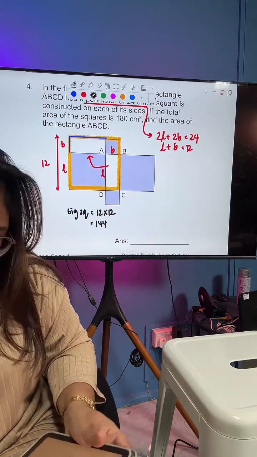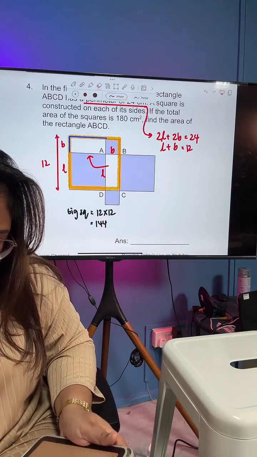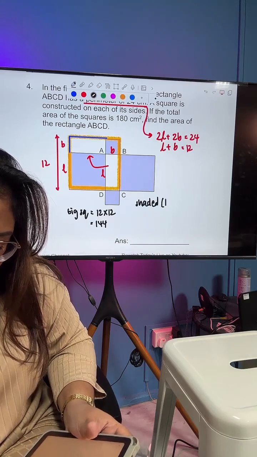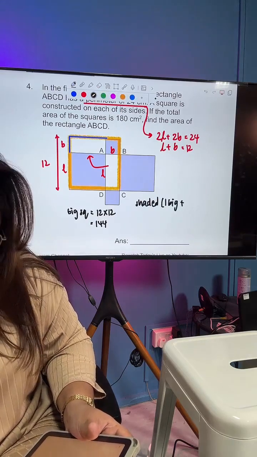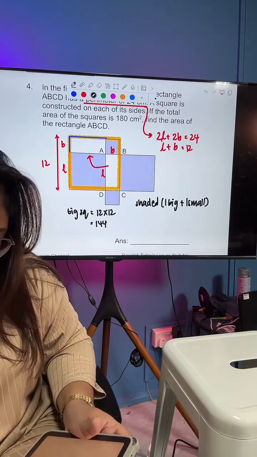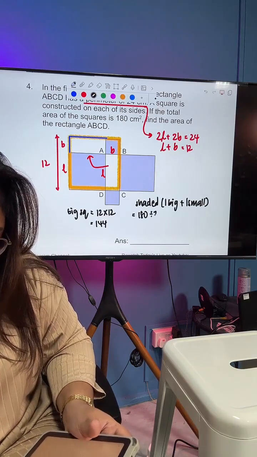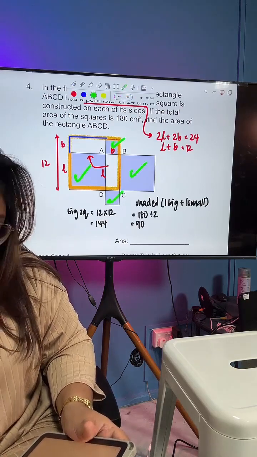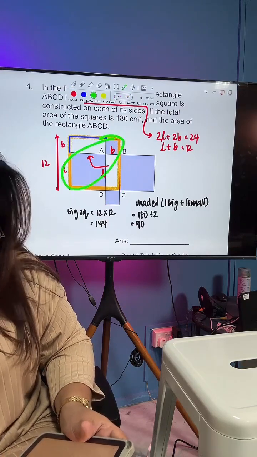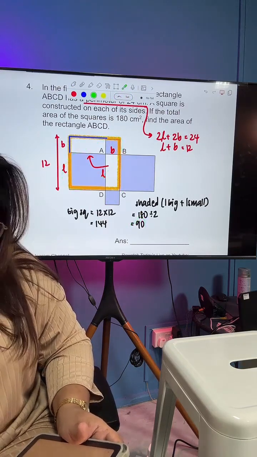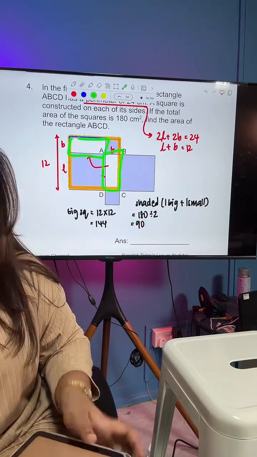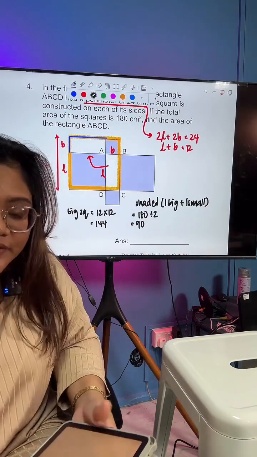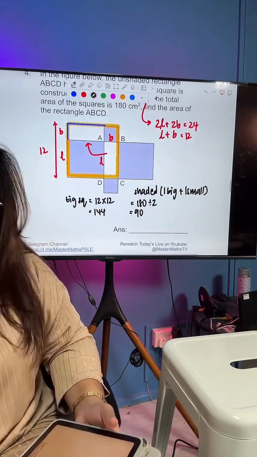Okay? So 1 shaded big and 1 shaded small. Shaded 1 big plus 1 small is simply 180 divided by 2 to give us 90. Because 1, 2, 3, 4 is 180. If I want just one group of it, 1 big, 1 small, it will be 90. Okay? So from here you can find the white color portion, and then you can find one of it.